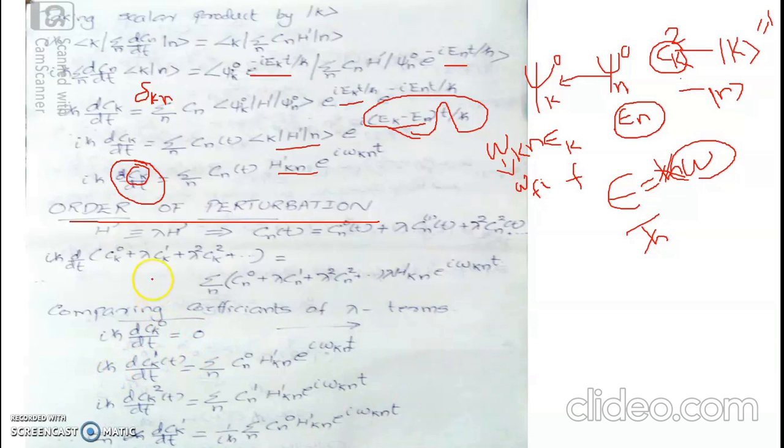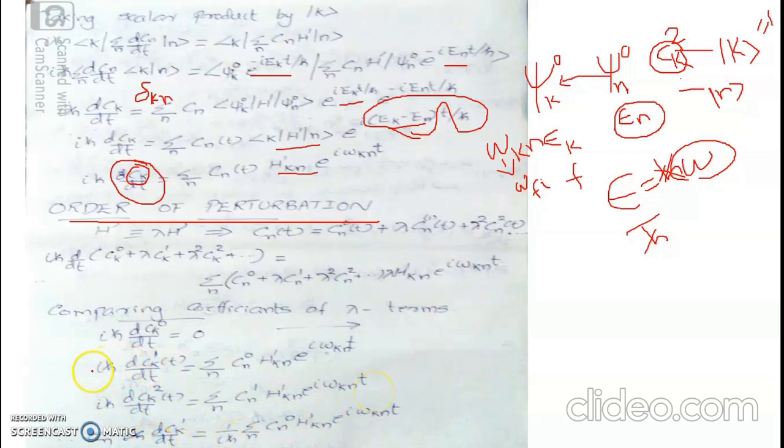Now compare the coefficient of lambda on both sides. On the left side we have iħ dCk1 by dt equal to, on the right side, the summation over n of Cn0 H prime kn e power i omega kn t, which is involved in lambda power 1. For the second order term, we compare the coefficient of lambda power 2 on both sides. We get iħ dCk2 by dt equal to the summation over n of Cn1 H prime kn e power i omega kn t.